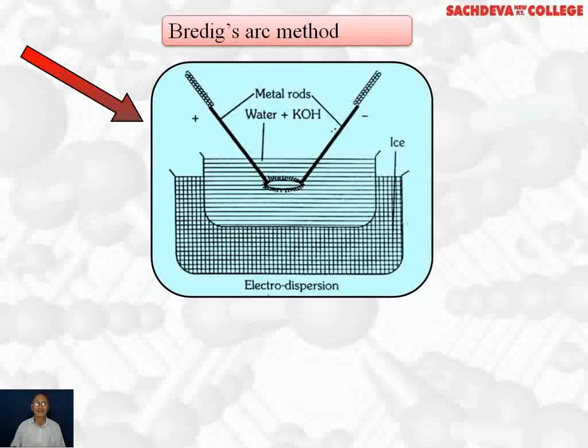This is the diagram for Bredig's arc method. Two metal rods are taken as electrodes and water and KOH solution has been taken. Now a very high voltage is passed through these electrodes. This electric arc generates a lot of heat. This heat helps in vaporization of the metal. So the vapors of the metal are cooled with the help of ice or ice cold water and we get a colloidal solution.